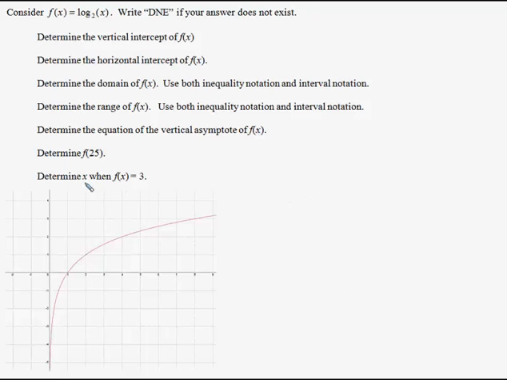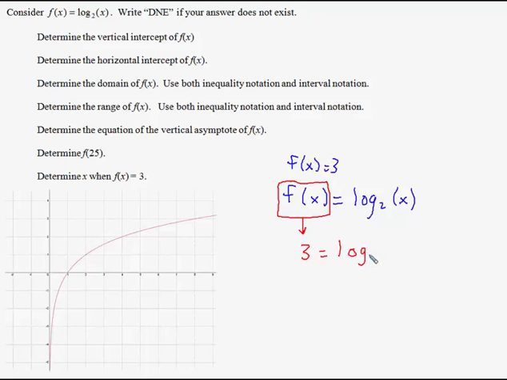The last problem is determine x when f of x is equal to 3. I'm going to start much like I did the one just before that, except this time they're not giving me the input. In fact, they're telling me to find the input, determine x, so that f of x is equal to 3. So if they want f of x to be 3, I'll do just that. Where I see the notation f of x, that's my output variable, I will replace it with the number 3. This one's going to be very simple to solve.